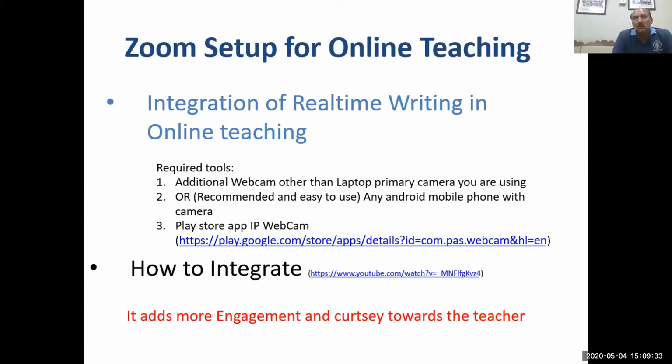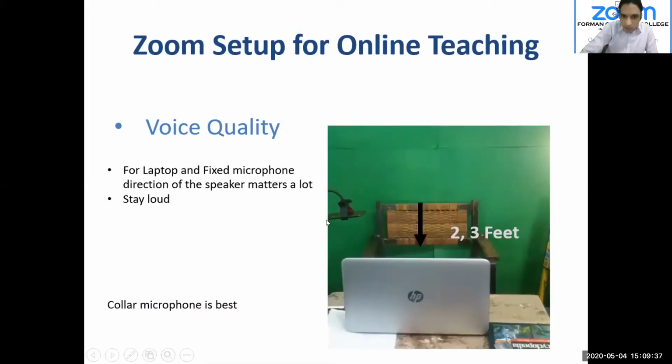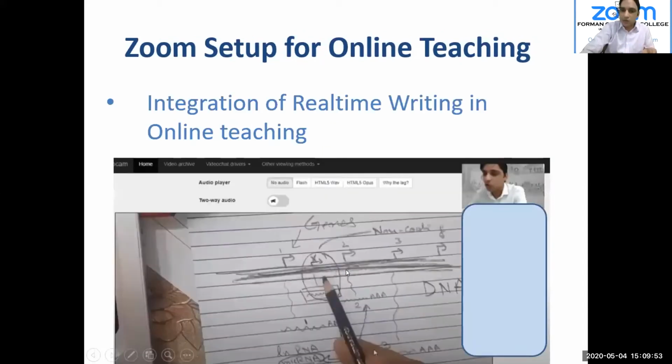If you can see my workstation here, this is my cell phone. My cell phone camera is focusing on my table where I place my notebook. And if I need to draw something, I will be drawing on my notebook, and my students can see all these drawings right away in the classroom as well.